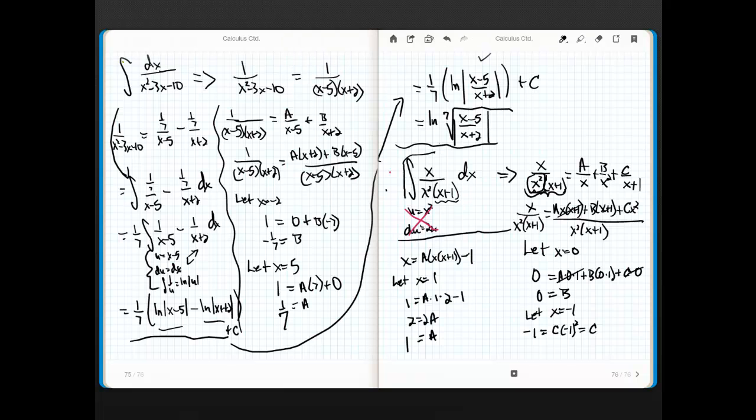Well, I can rewrite this integral as, I need to steal this corner because there's no way I'm going to remember that. I can rewrite that integral as the integral of A, which is 1 over x. B was 0, thank God, right? Plus C, which was -1 over x plus 1.